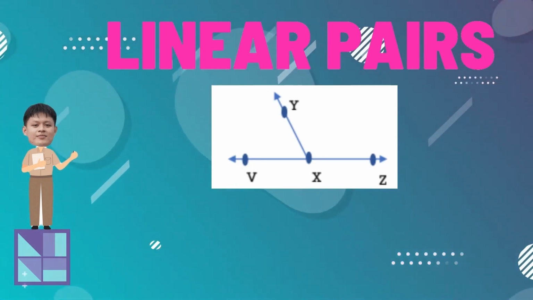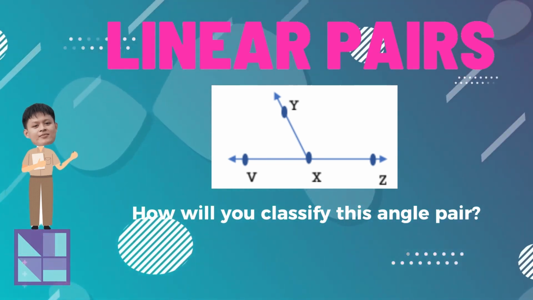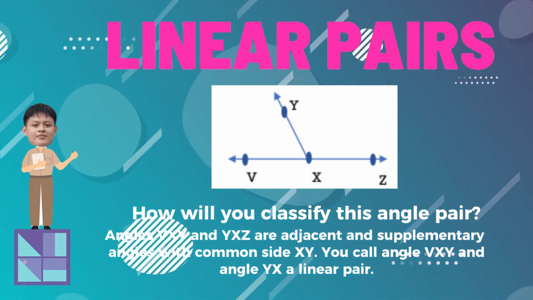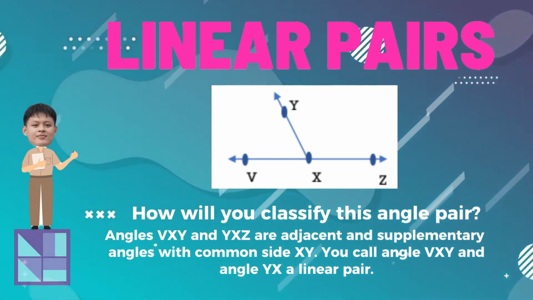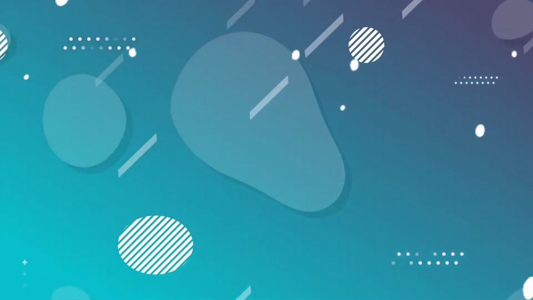Now, let's proceed to linear pairs. Look at angle VXY and angle YXZ. How will you classify this angle pair? That's right. Angles VXY and YXZ are adjacent and supplementary angles with a common side XY. You can call angle VXY and angle YXZ a linear pair. A linear pair consists of two adjacent angles whose non-common sides are opposite rays. If you will notice, the sum of the measures of the angles in a linear pair is always 180 degrees because they are always supplementary.